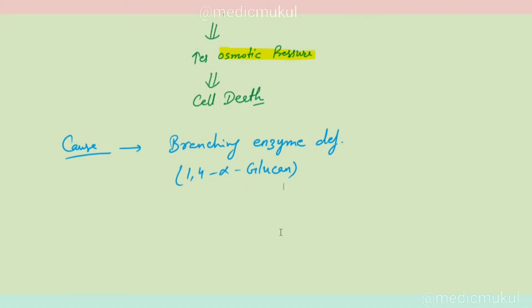That's all. Then the next is GSD5, that is glycogen storage disorder type 5. So what do we call it? McArdle disease.